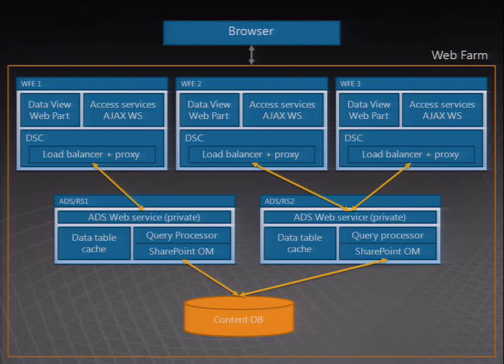At the top, we have the browser, and that could just as easily be the Access client. And in this case, we're running multiple web front ends. And those web front ends contain our data view web part, our Access services, Ajax stuff. So all the pages that we showed you before, there's no page refreshes. We do all of our page navigation through Ajax and through JavaScript. And then we have a data source control, which is at the bottom of the WFE part. And the data source control is really the way that we talk back to ADS. And that's where the load balancer and proxy information comes in to let you know which request to send to which backend server. And then below that, you can have the ADS and reporting servers on their own boxes.